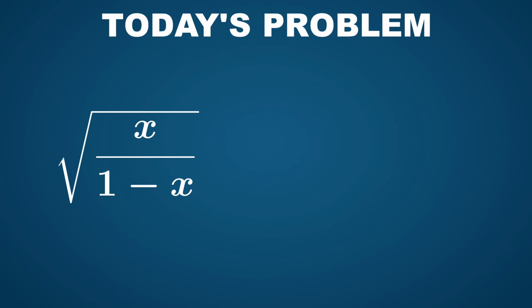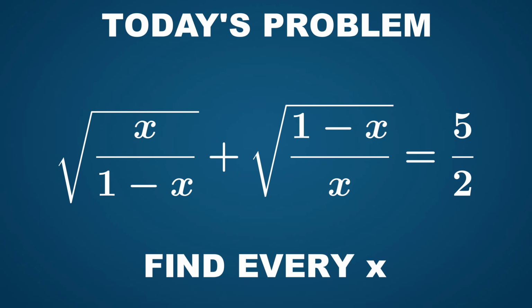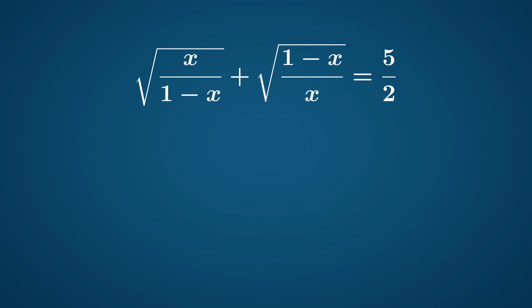Here is today's problem. We have the square root of x over 1 minus x as the first piece. Then we add the square root of 1 minus x over x to it. Together those two square roots must equal 5 over 2. 5 over 2 is the same as 2.5. Our goal is to find every value of x that makes this equation true. Each square root holds a fraction built from x and 1 minus x.